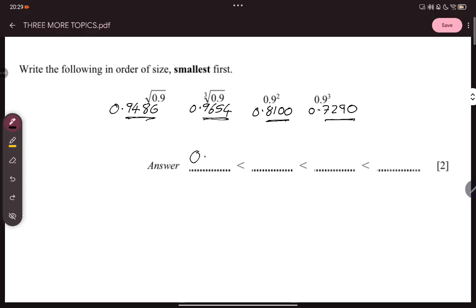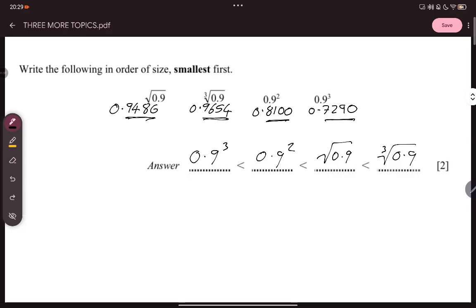That corresponds to the 0.9 cubed. And then the next highest would be the 8,100, so that corresponds to 0.9 squared. Remember, we cannot write the decimals as the final answer. We have to write the original numbers. And then it's the 9,486, so that's square root 0.9. And then it's the 9,654, which is cube root 0.9.